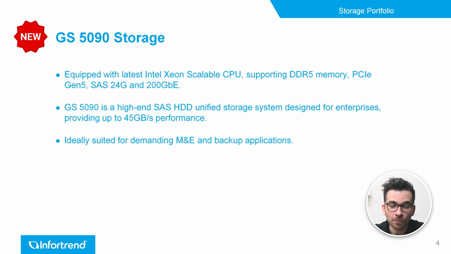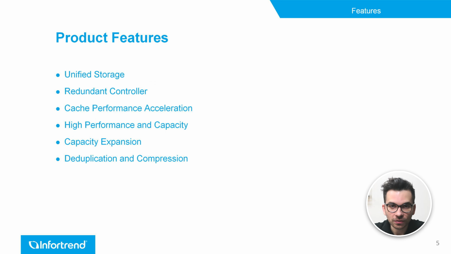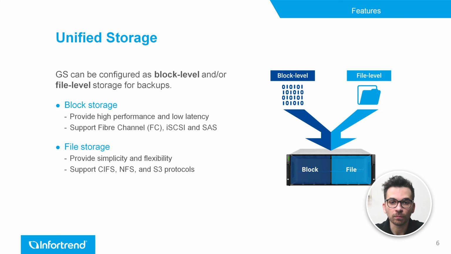Next, for the main product features. First things first, GS family is a unified storage, meaning that we can use it as a block level as well as a file level storage. In case of block level, we're looking for the best performance and low latency with wide range of physical interfaces: Fiber Channel, iSCSI, SAS. And for the file level, we're striving for flexibility and simplicity overall, with a variety of supported file level protocols such as CIFS or Samba, NFS, and many others, including S3 Object Protocol as well.